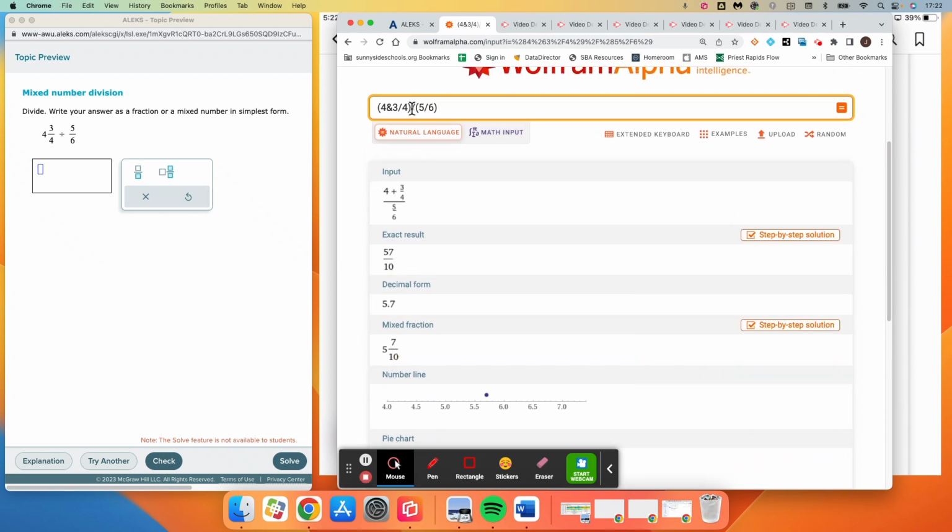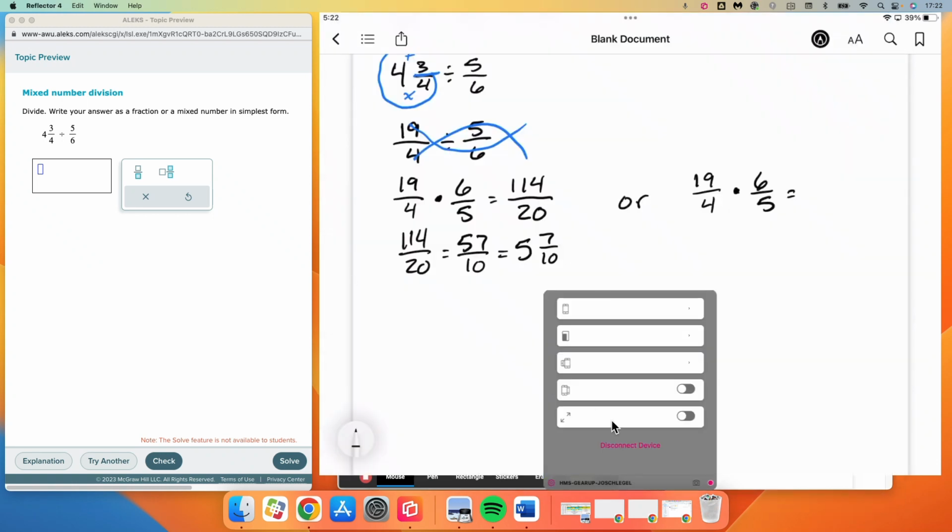But recognize when you're doing division in Wolfram, you want this stuff to stay together in the numerator. You want this stuff to stay together in the denominator. And so putting parentheses around what you need locked together is going to be an important step if you choose to use Wolfram to help you with fraction division.